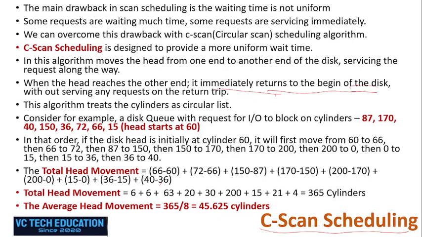So the total head movement is 66 minus 60, plus 72 minus 66, plus 87 to 150 which is 150 minus 87, plus 170 minus 150, plus 200 minus 170, plus 200 minus 0, plus 15 minus 0, plus 36 minus 15, plus 40 minus 36. The total head movement equals 6 plus 6 plus 63 plus 20 plus 30 plus 200 plus 15 plus 21 plus 4, that is overall 365. Then the average head movement equals 365 by 8, which is 45 point something.